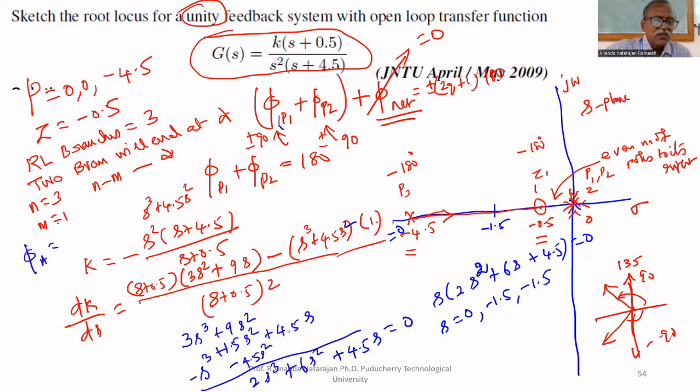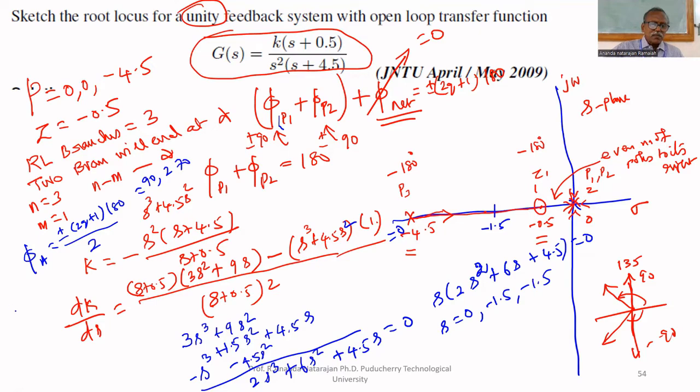Phi A equal to plus or minus (2q plus 1) 180 divided by (n minus m). How many zeros at infinity? 2. Therefore, 2 angles we have to find. n minus m equal to 2. When q equal to 0, 180 divided by 2 equal to 90 degrees. 3 times 90 degrees, 270. So the angles are 90 and 270.